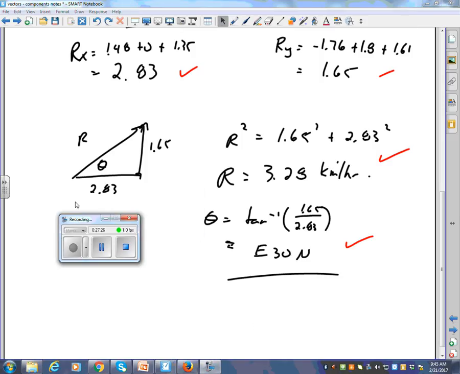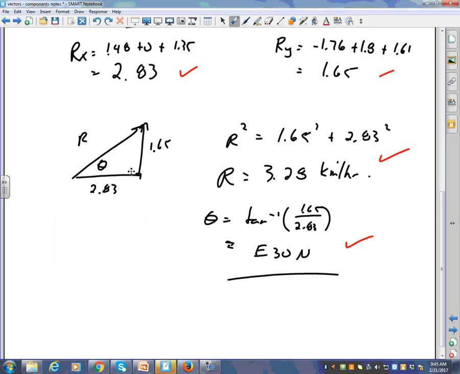Any last minute questions there? Where did you get the direction, the 30? Okay, because the x is positive, that's to the right, which is east. And positive 1.65 up, which is north. So it's east and then looking north 30 degrees. Anything else?